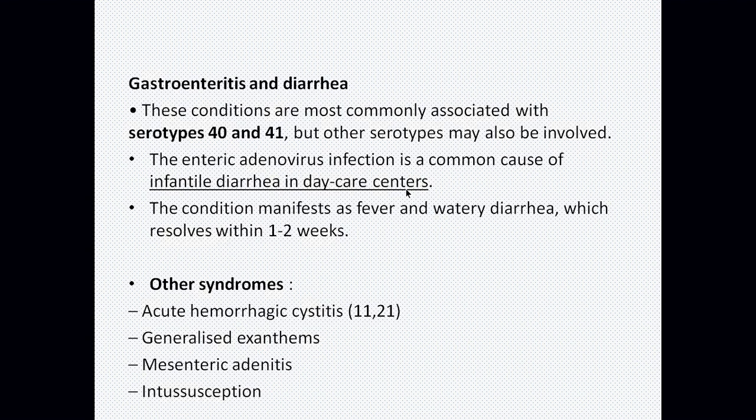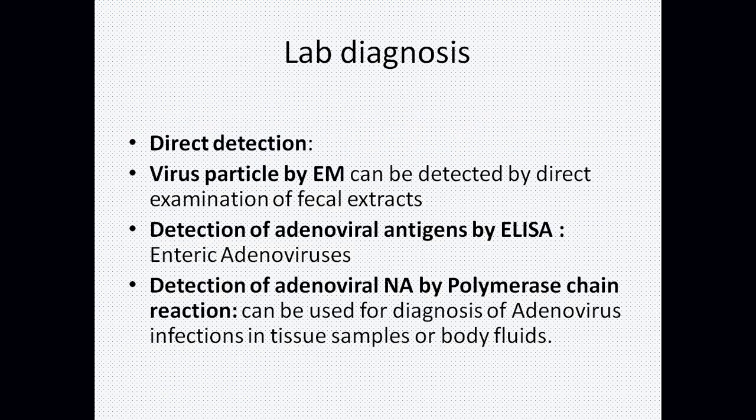41. Other syndromes are acute hemorrhagic cystitis caused by serotypes 11 and 21, generalized exanthems, then mesenteric adenitis and intussusception, which can also be reported in adenovirus infections.